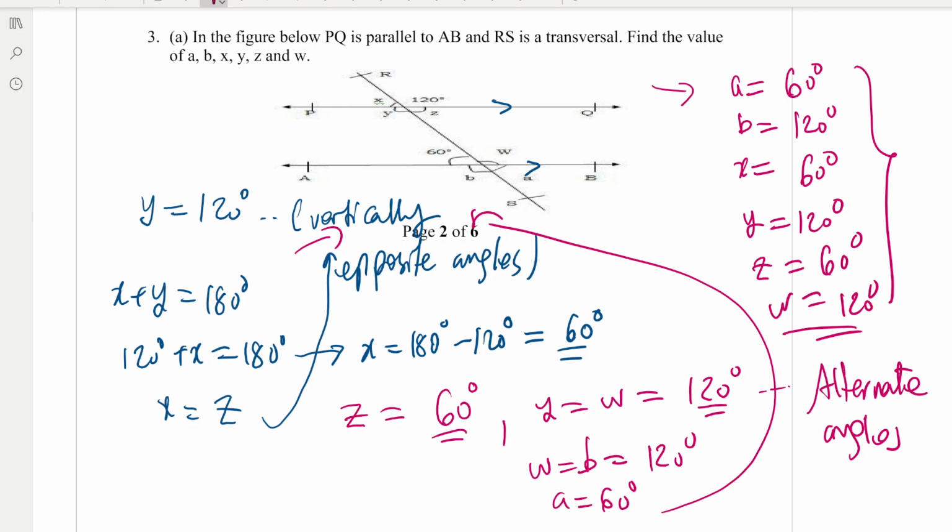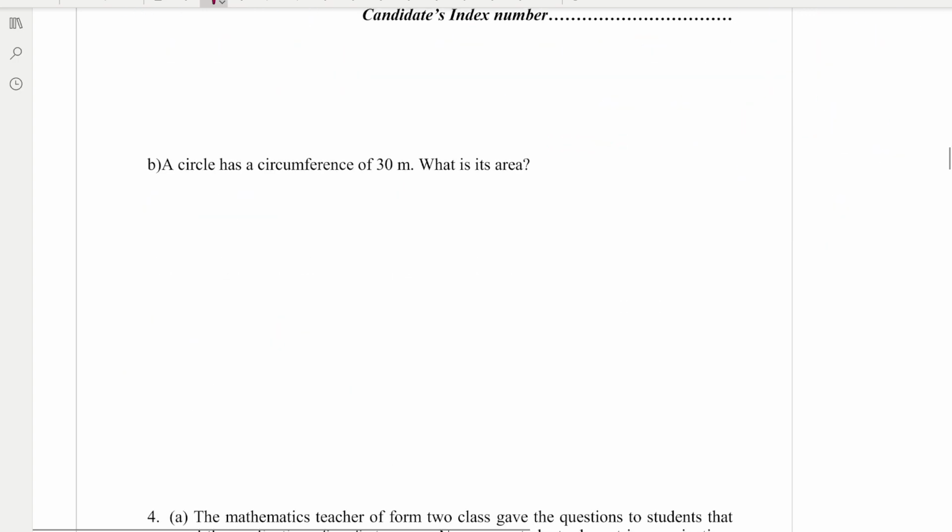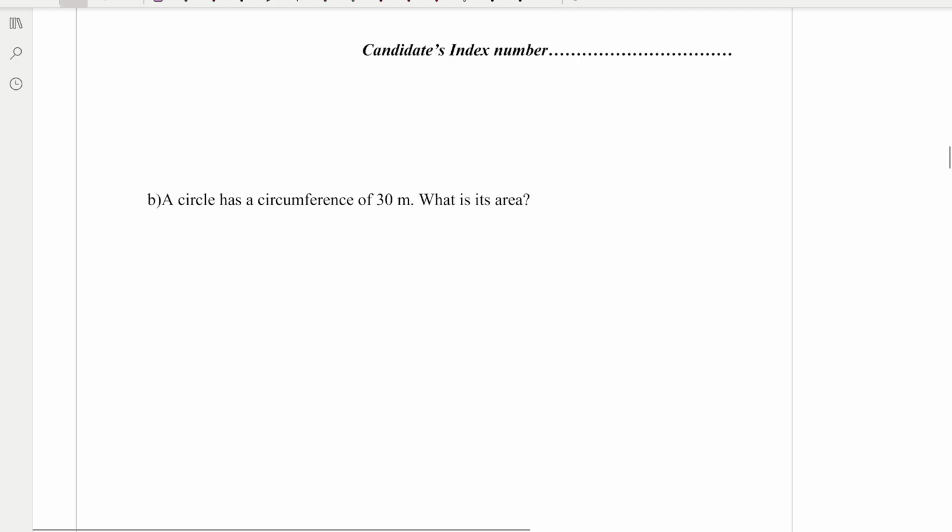Coming to question number 3B, dear students. In 3B, we were given a circle. The circle has a circumference of 30 meters. So we were given the circumference, which is 30 meters. We are supposed to find the area of the circle. How much is it?